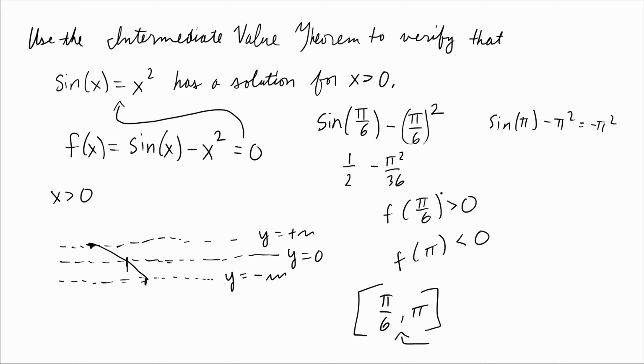Thinking of positives and negatives and zeros is a nice thing to do. That's why I rewrote this as something where I have 0 on one side, so that I can be comparing to 0 between positives and negatives for the intermediate value theorem.